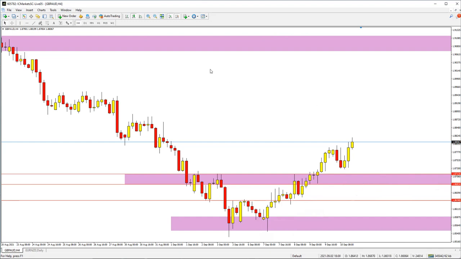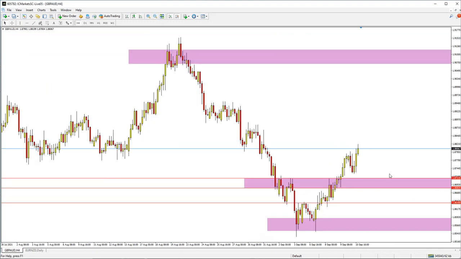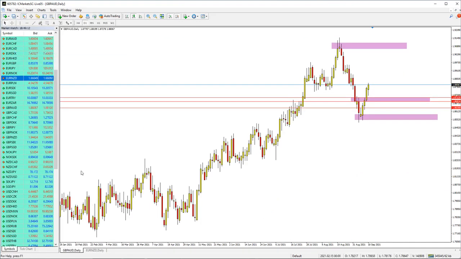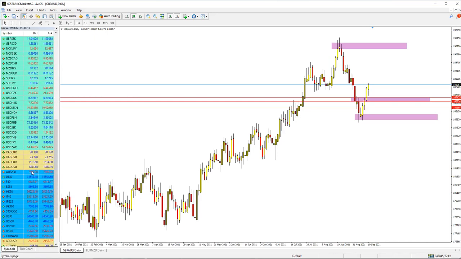So for the upcoming week, this will be my marking, this will be my level, and this will be my zone. So what am I looking for? I'm looking for a buy, not a sell, for pound Aussie. Okay, so USD, stay out.